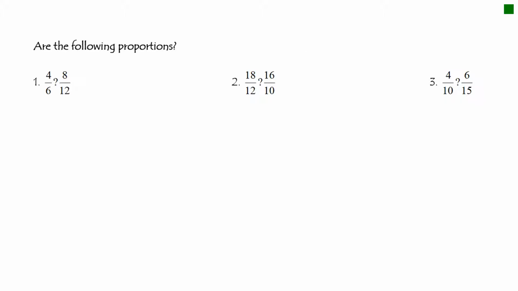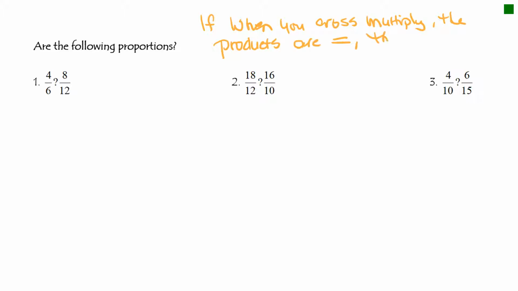Okay, we're going to cross multiply. You guys know how to do that. So is it a proportion? Write this down: to see if it's a proportion, when you cross multiply, the products are equal, then it is a proportion.